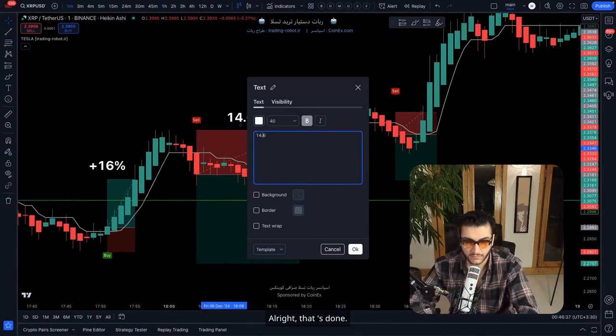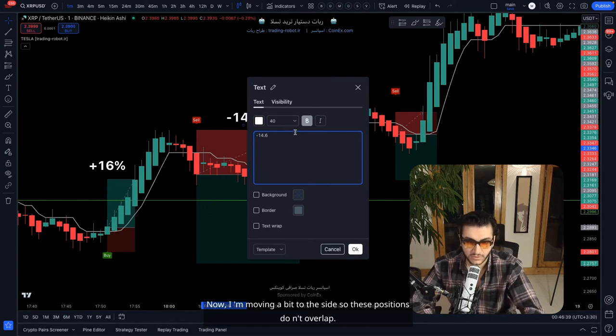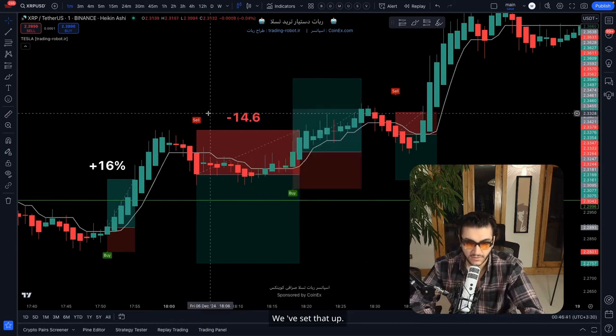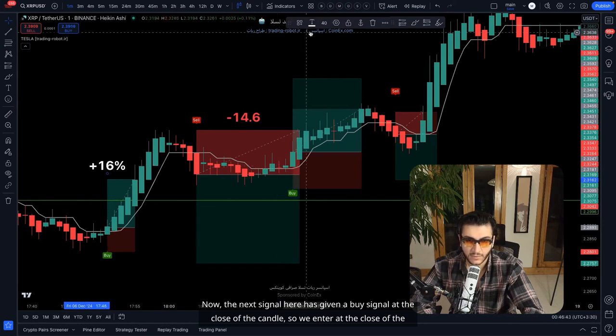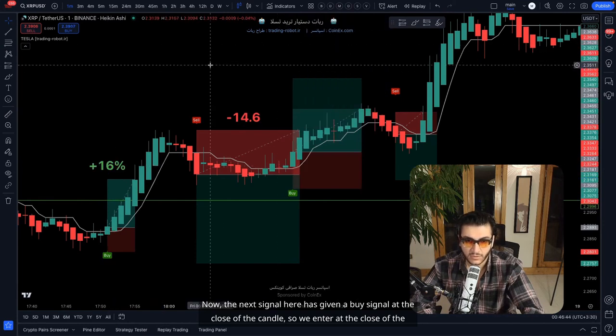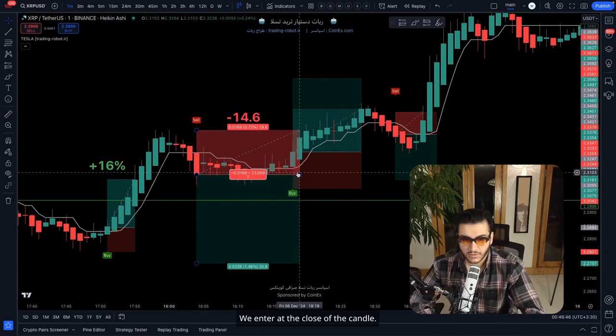Alright, that's done. Now I'm moving a bit to the side so these positions don't overlap. We've set that up. Now the next signal here has given a buy signal at the close of the candle, so we enter at the close of the buy candle.